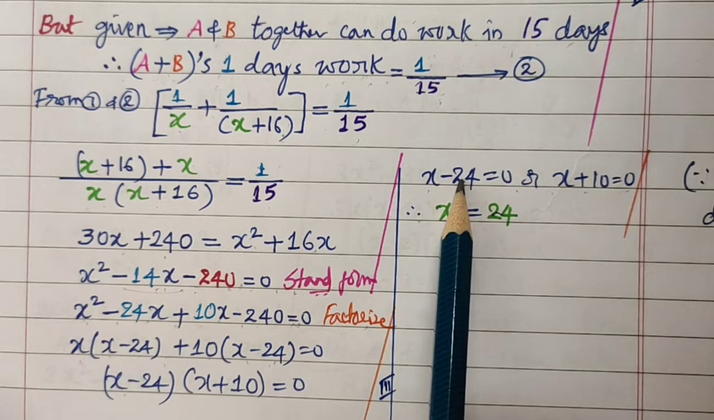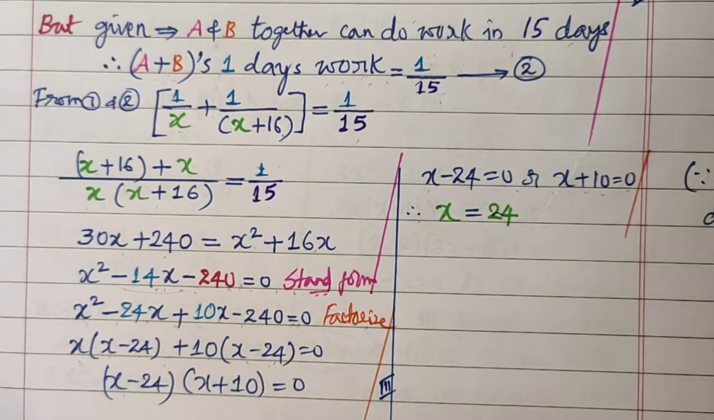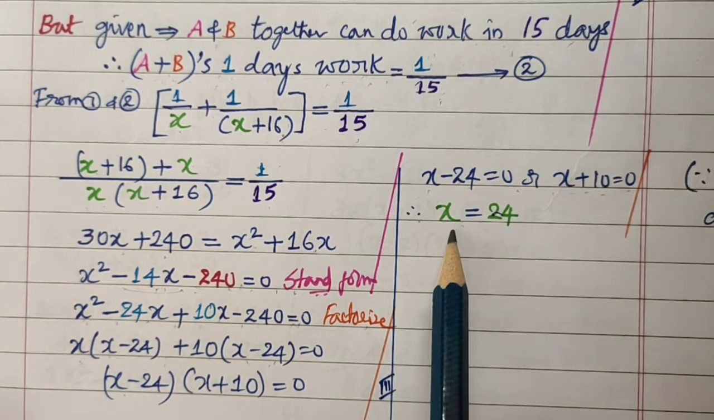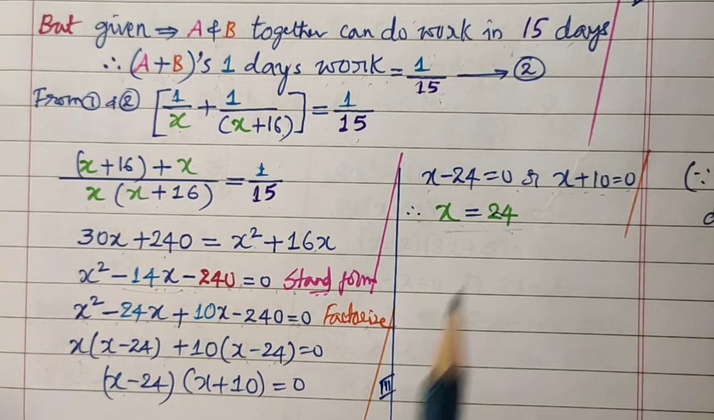Therefore, x is equal to 24. We are neglecting x is equal to minus 10, since the number of days cannot be negative. Therefore, x is equal to 24.